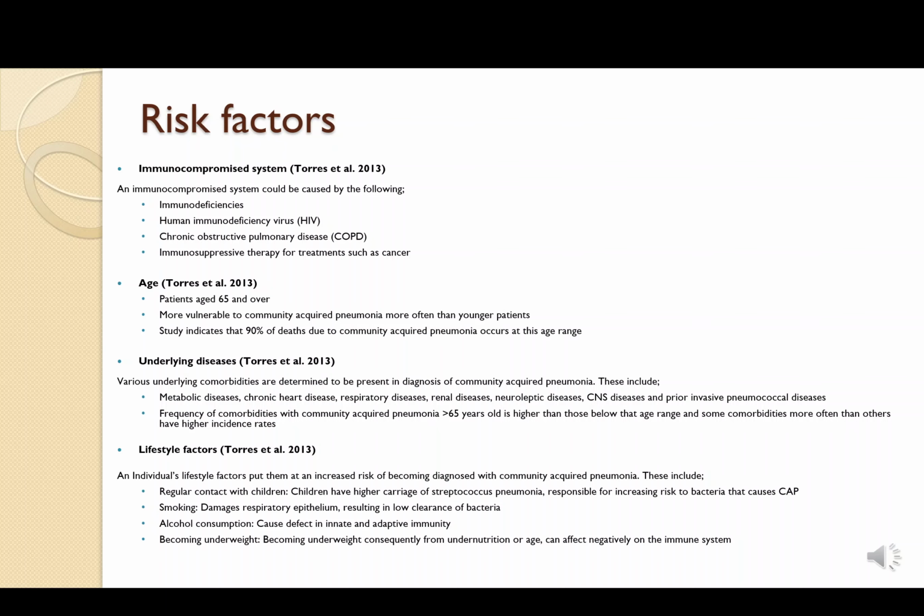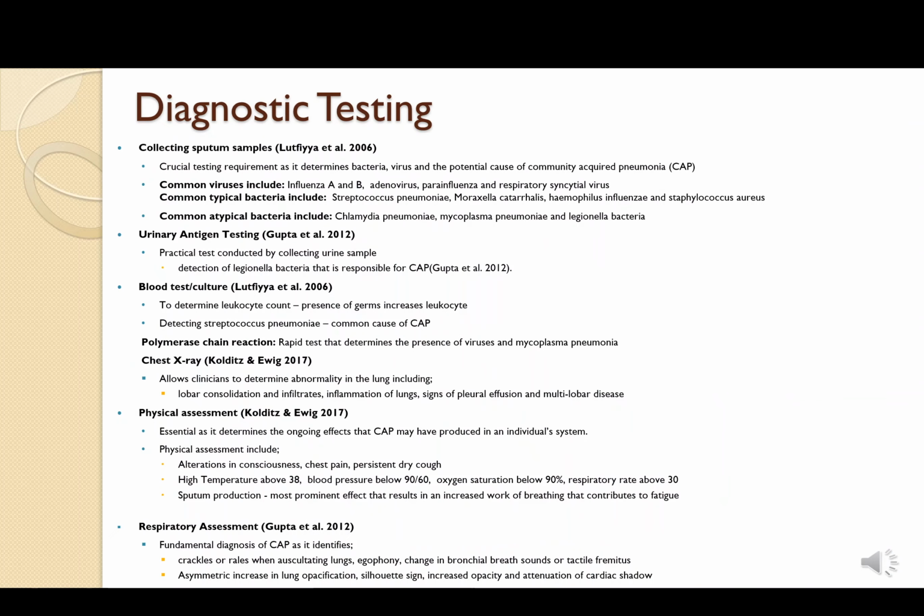When diagnosing community-acquired pneumonia, collecting sputum samples from the patient is crucial in determining the presence of various germs that can potentially cause it. These germs include viruses, which are influenza A and B, adenovirus, parainfluenza, and respiratory syncytial virus; atypical bacteria such as Chlamydia pneumoniae, Mycoplasma pneumoniae, and Legionella; and typical bacteria such as Streptococcus pneumoniae, Moraxella catarrhalis, Haemophilus influenzae, and Staphylococcus aureus.